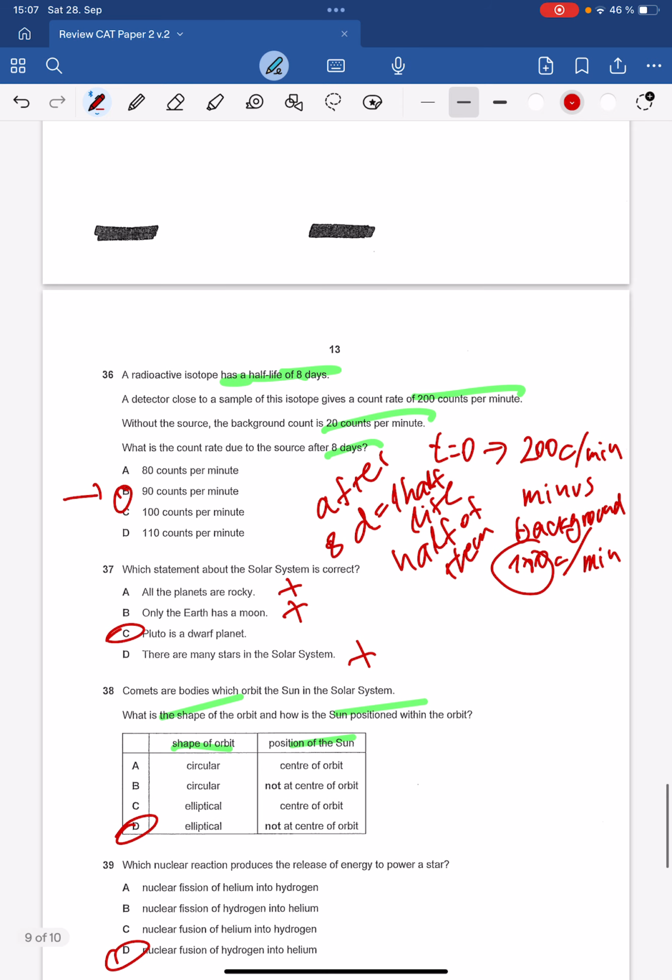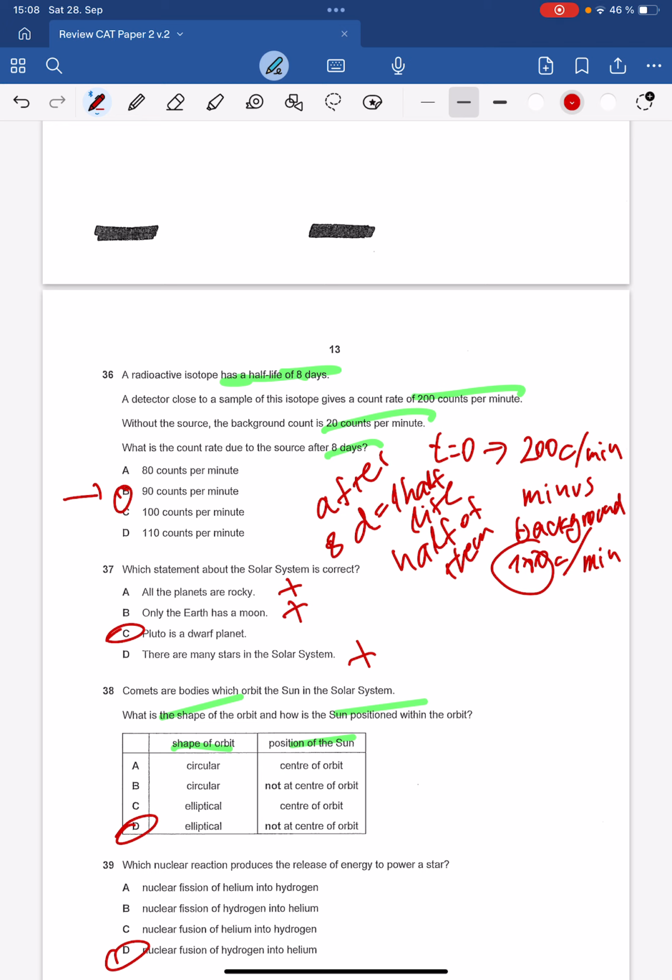Which statement about the solar system is correct? How can we miss that, okay? How can we miss that question? Which is correct? All planets are rocky. Of course, that's incorrect. We have the gaseous giants like Jupiter, for instance. Only the Earth has a moon. No, we have planets with several moons, like Jupiter has many. Mars has 2 moons, okay?